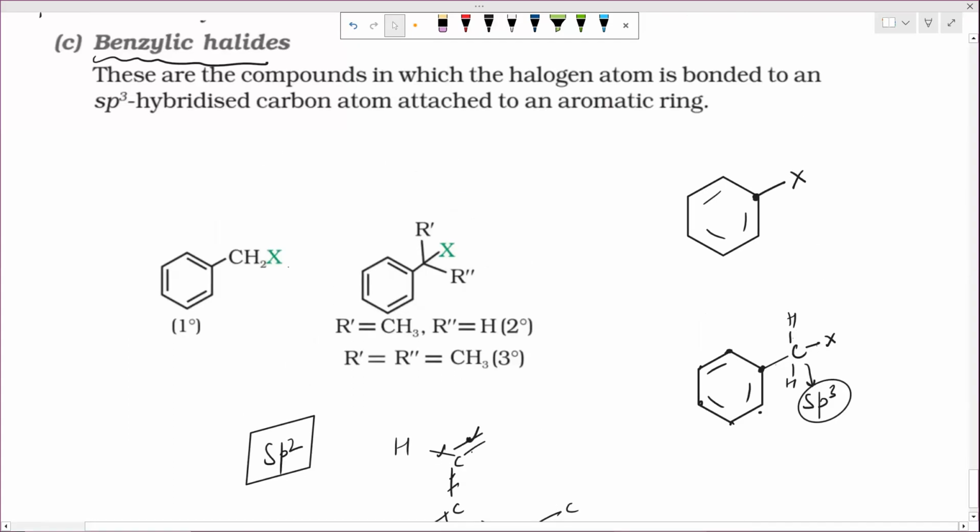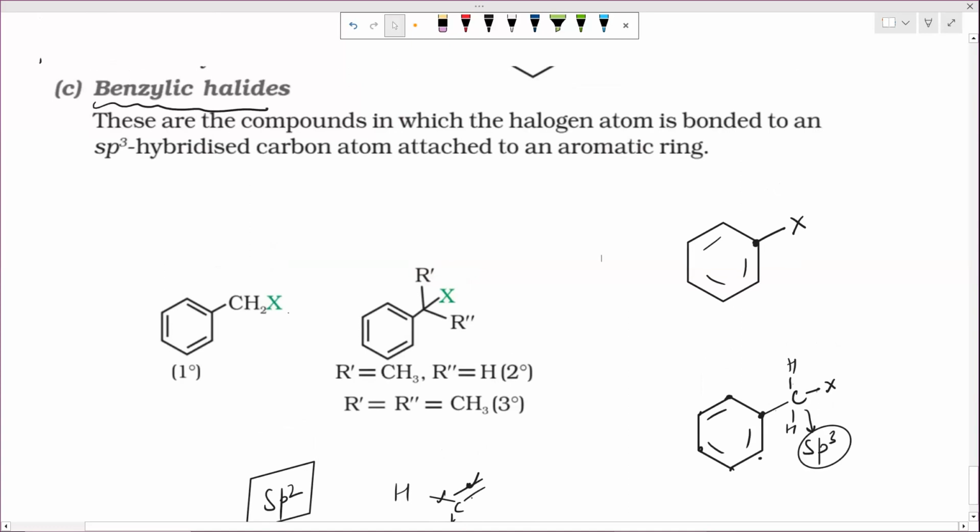Now these compounds in which a halogen atom is bonded with an sp2 hybridized carbon atom attached to an aromatic ring. So note this one. And similarly, if this carbon is attached with one more carbon instead of hydrogen, it will be 2 degree. When this carbon is bonded with 1, 2, and 3, it will be 3 degree.